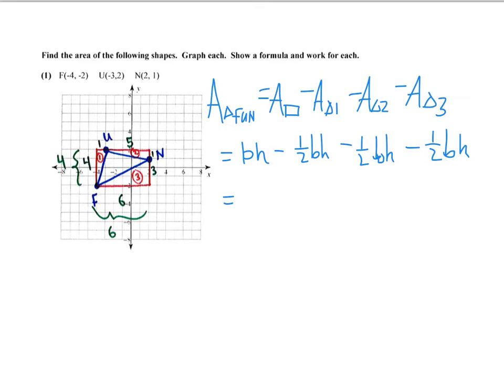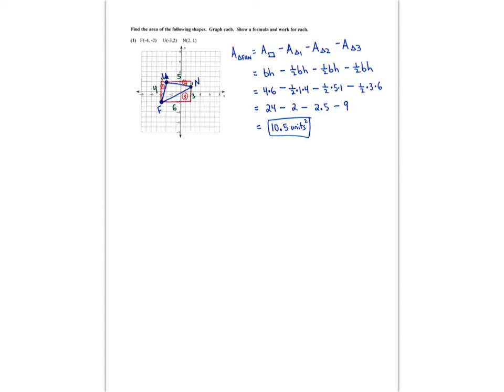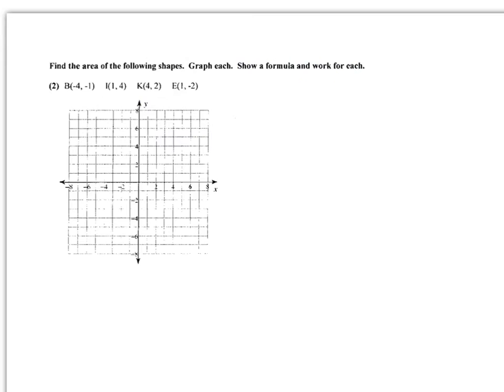So the area for the rectangle is 4 by 6. The area of triangle 1 is a 1 by 4 or 4 by 1. The area of the second triangle is a 5 by 1 or 1 by 5. And the area of triangle 3 is a 3 by 6 or 6 by 3. And then just simplify to get your final answer. Check your answer, and you can write your answer as 10.5, or you can put 10.5 square units. Let's go on to the next problem.